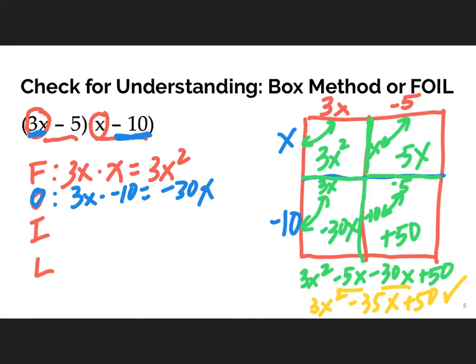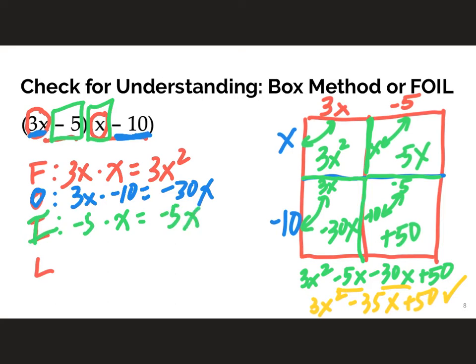Okay, my inner terms, right? This is the inner terms of my expression, going to be green, right? And so those inner terms are going to be negative 5 and x, because they're on the inside of my entire expression. So negative 5 times x gives me negative 5x.